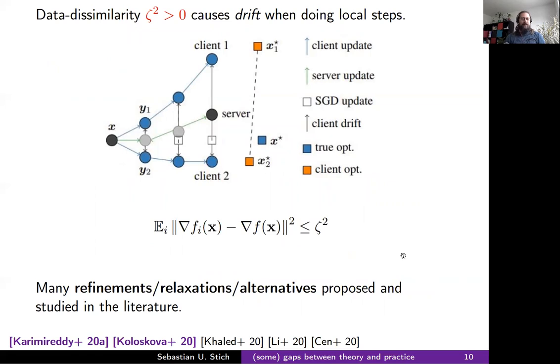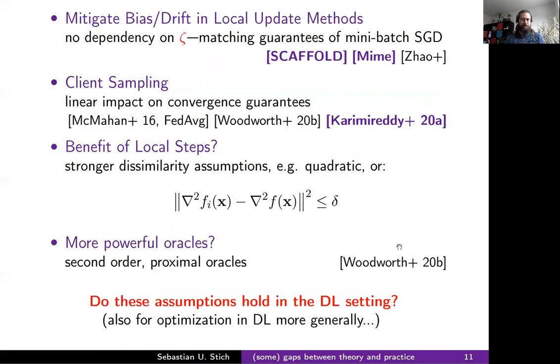So as I mentioned, these local updates are caused by data dissimilarity. If two clients have different data, then of course they also have different preferences and they slightly converge to different model parameters. And there are now many algorithms that have been designed to address this data dissimilarity issue.